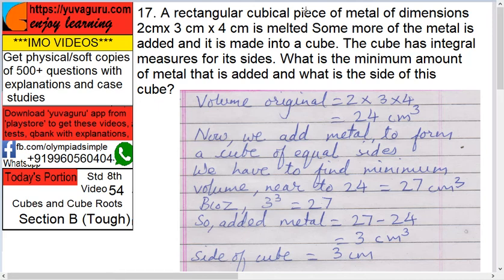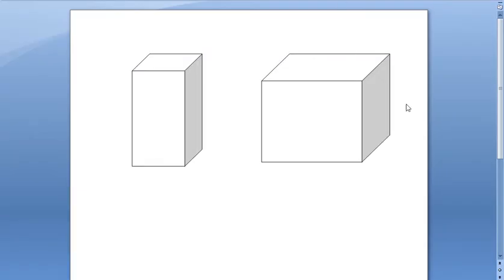Next, a rectangular cuboid piece of metal of dimensions 2 cm by 3 cm by 4 cm is melted. It means there is one piece of this dimension, and it is melted. Some more of the metal is added and it is converted into a cube. The cube has integral measures for its sides. Integral measures means equal sides, length, breadth and height equal. What is the minimum amount of metal that is to be added and what is the side of the cube?